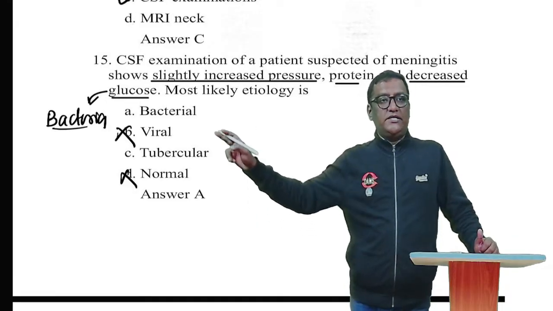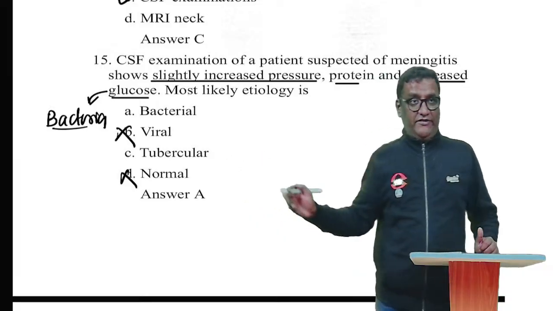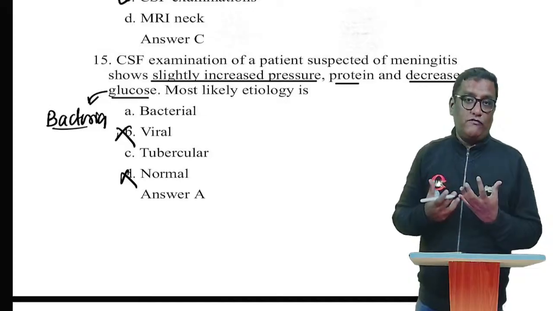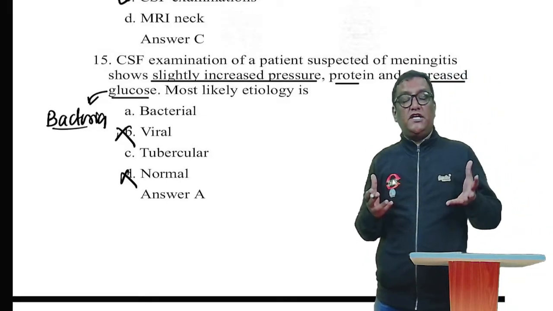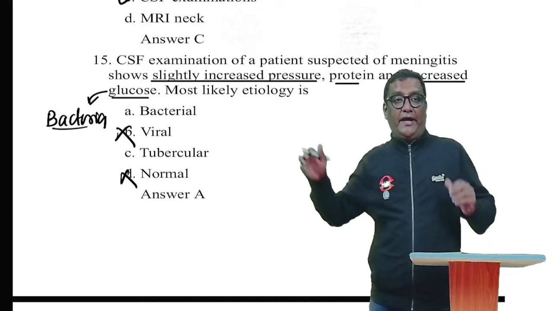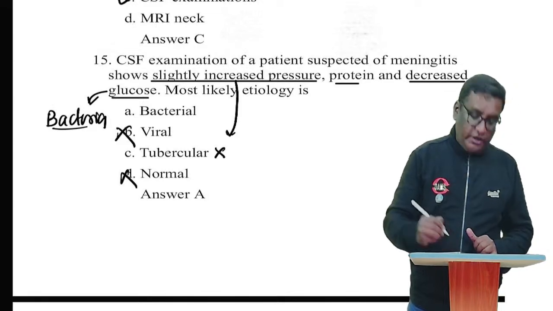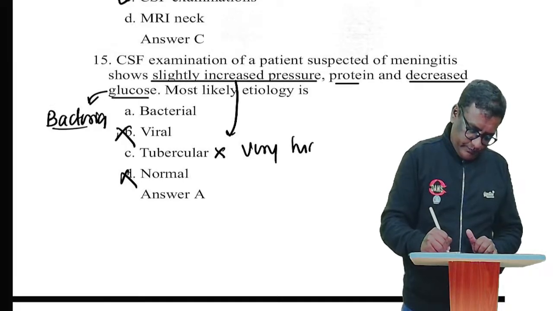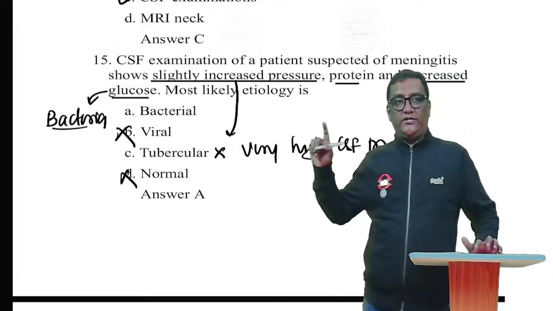So it is not viral, it is not normal. Okay, so now is it bacterial or tubercular? Tubercular is also bacterial, by the way. So very, very important, in tubercular, because of chronic inflammation, there will be cobweb formation, and the CSF pressure will be extremely high. So slightly increased pressure is there. That is why I rule out what? Tubercular. Tubercular will have very high CSF pressure.